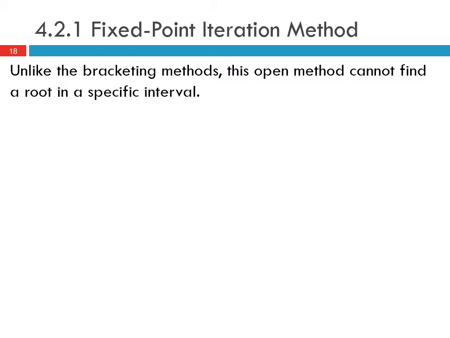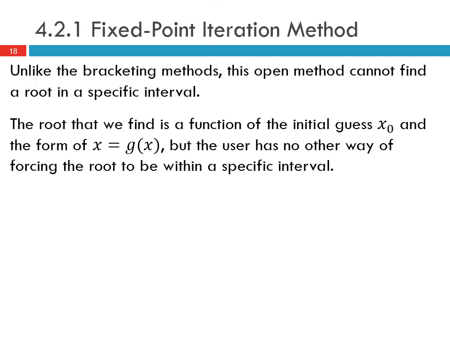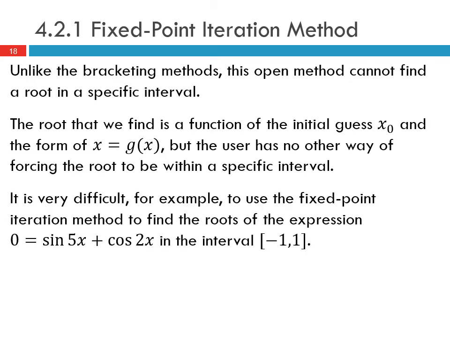So unlike the bracketing methods, this open method cannot find a root in a specific interval. The root that we find is a function of the initial guess x0, and it's a function of the form of x equals g of x. But the user has no other way of forcing the root to be within a specific interval. If you want to get a root near a specific region, you can try an initial guess close to that, but even that doesn't always work to force that to be the root that you find. So for example, it's very difficult to use the fixed point iteration method to find the roots of the expression sine 5x plus cosine 2x in the interval from minus 1 to 1.